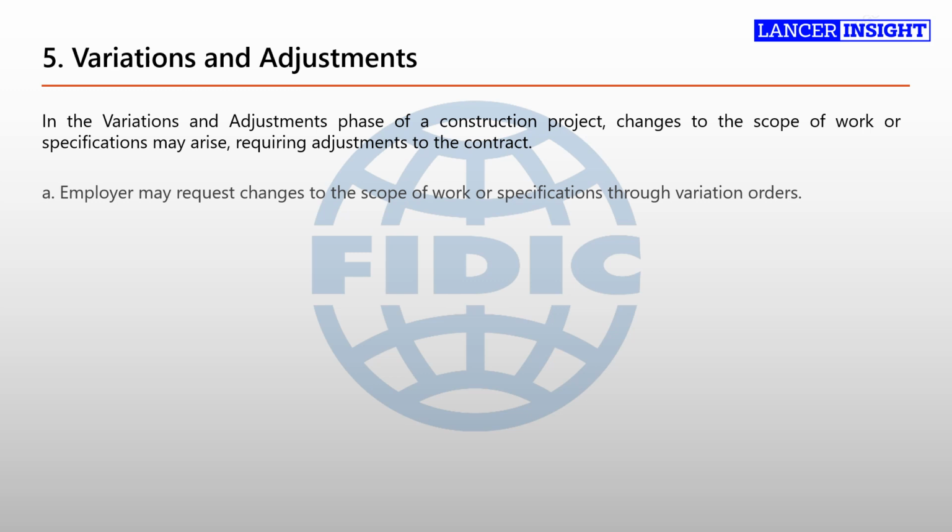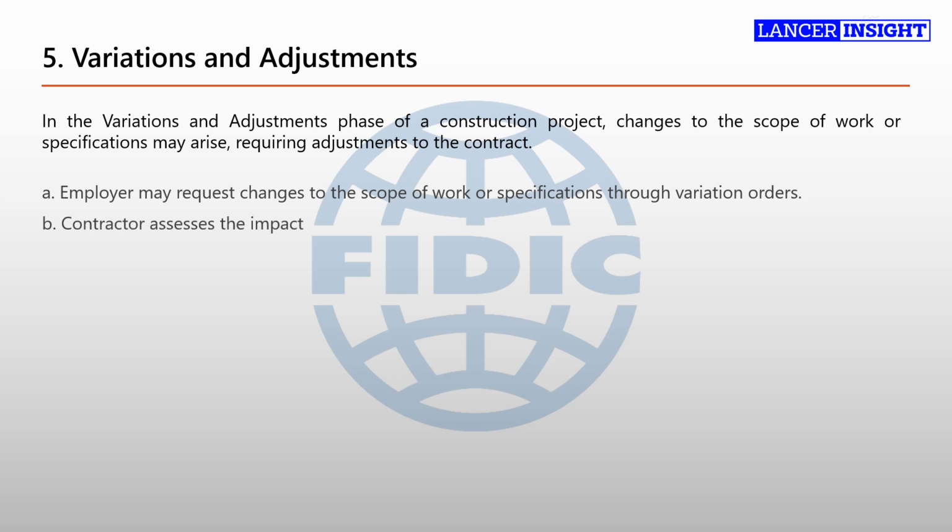During the course of the project, the employer may identify the need for changes to the original scope of work or specifications. These changes can be requested through variation orders, which detail the proposed modifications. Variation orders may arise due to design changes, unforeseen site conditions, changes in project requirements, or other factors. The employer communicates these changes to the contractor, specifying the desired alterations to the original contract.